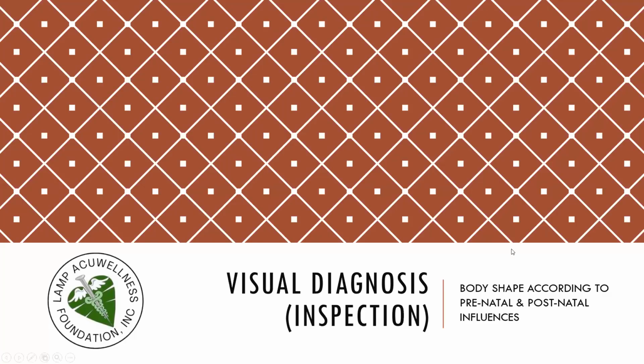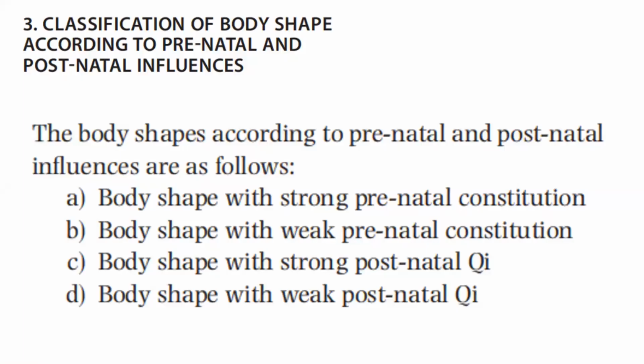Now we go to the visual diagnosis, body shape according to prenatal and postnatal influences. Number 3, the classification of body shape according to the prenatal and postnatal influences. The body shapes according to the prenatal and postnatal influences are as follows.